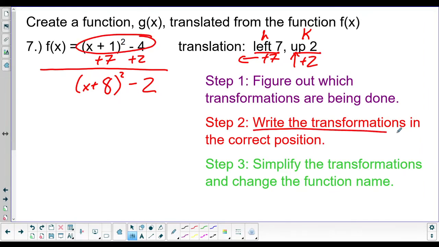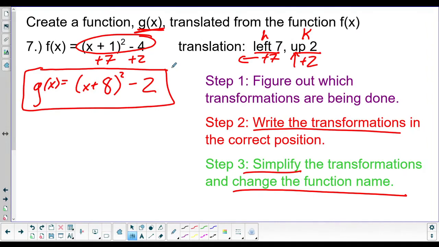Okay, so we wrote the transformations, we simplified. Now we just need to change the function name. They want it to be called g of x, so we'll put g of x equals. And then this is our answer right here.